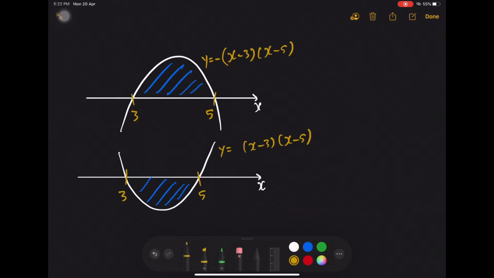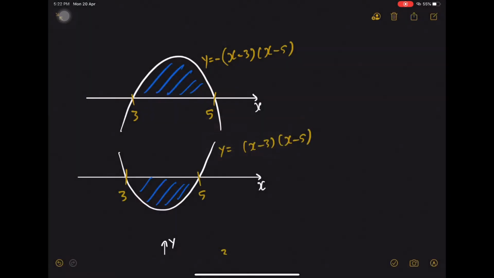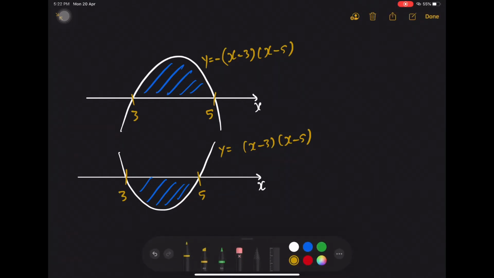In this video, I'm going to show you how to find the area under the curve using integration. You can see here that I have two almost identical equations, except one is positive and one is negative. I'm going to find the blue area. Is there any difference when I'm using integration to find the area for the shaded region?